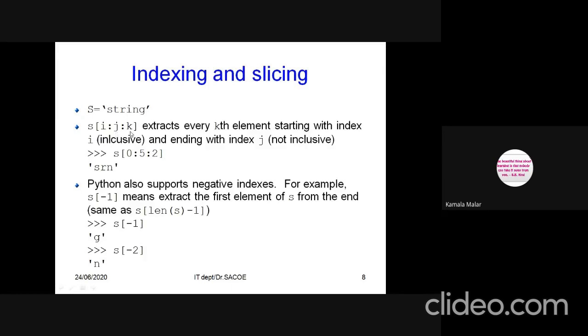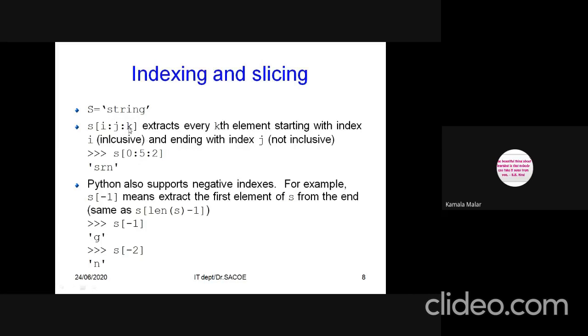What is the purpose of k? So k is the step size. By default the step size will be 1. That's why we are traversing one by one. For example, if you give 0 to 2, it slowly increments by 1. The value will be 1. So we can override that also.